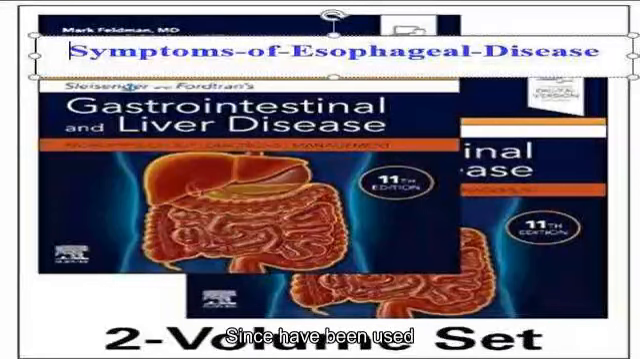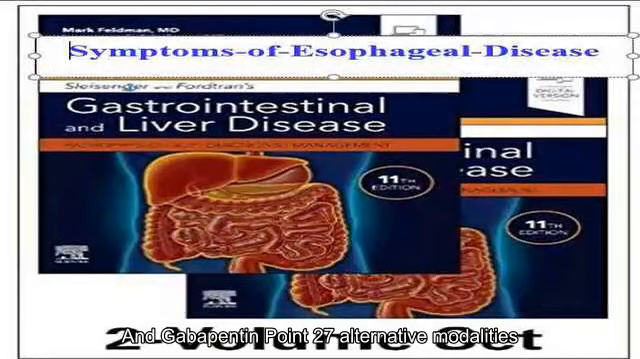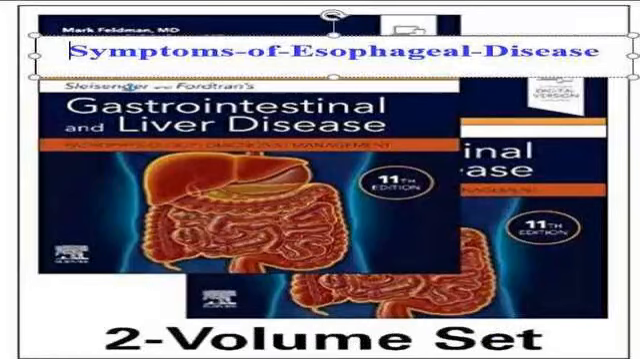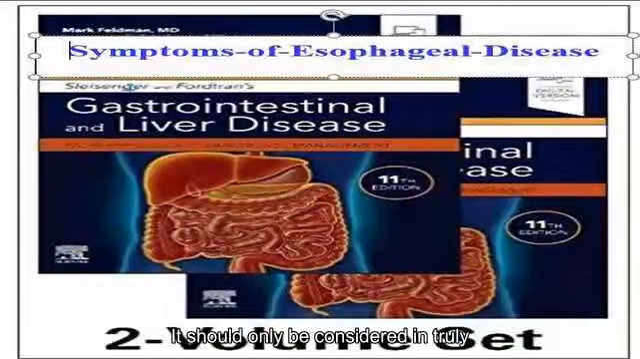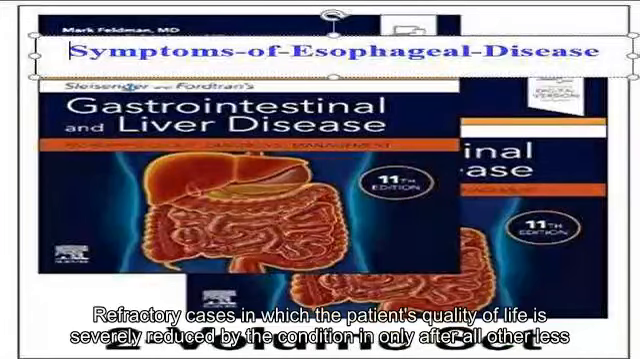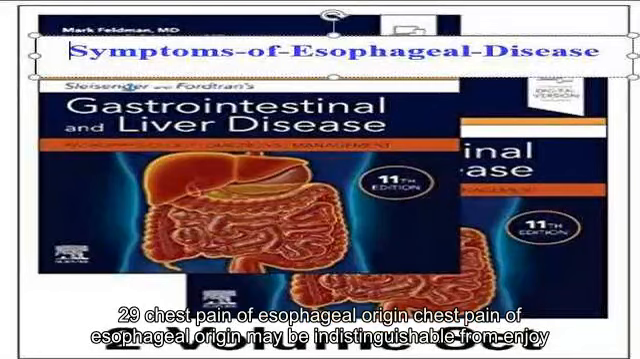Many agents have been used to suppress hiccups, with varying success: chlorpromazine, nifedipine, haloperidol, phenytoin, metoclopramide, baclofen, and gabapentin. Alternative modalities, including acupuncture, have also been tried in refractory cases. Ablation and stimulation of the phrenic nerve have been reported but should only be considered in truly refractory cases in which the patient's quality of life is severely reduced by the condition and only after all other less invasive approaches have been attempted.